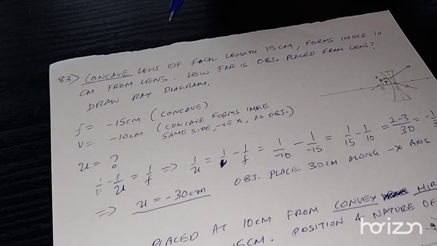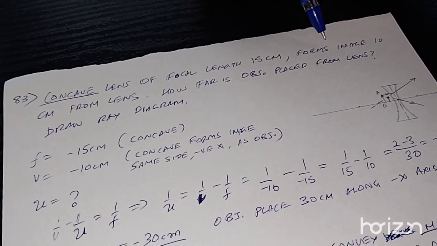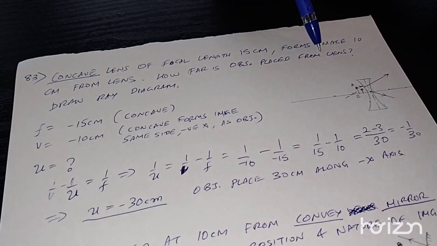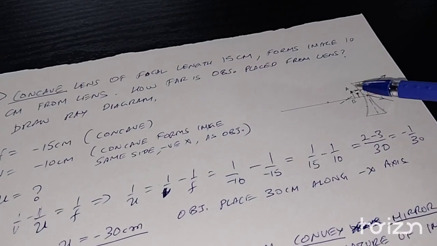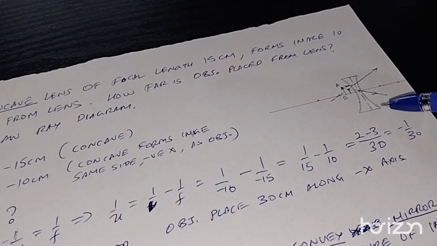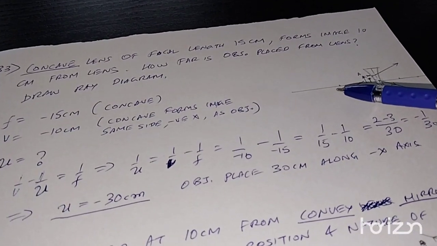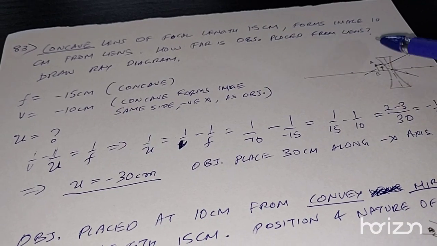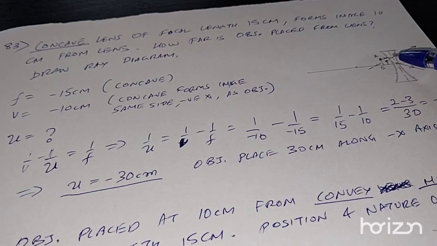Next question. A concave lens of focal length 15 centimeter forms an image 10 centimeter from the lens. How far is the object placed? So again, look at the rough image diagram. The lens has a focal length of 15 centimeter and the image formed is 10 centimeter away, right? The situation is like this.